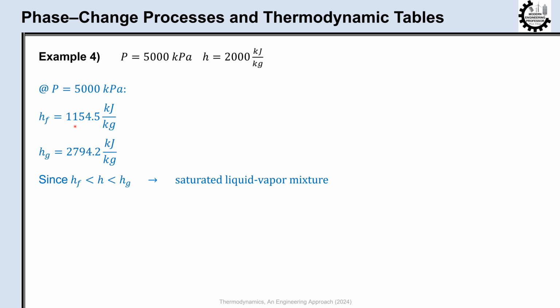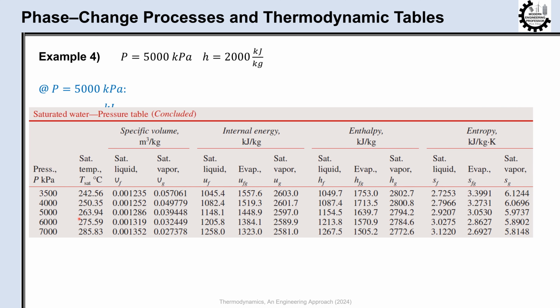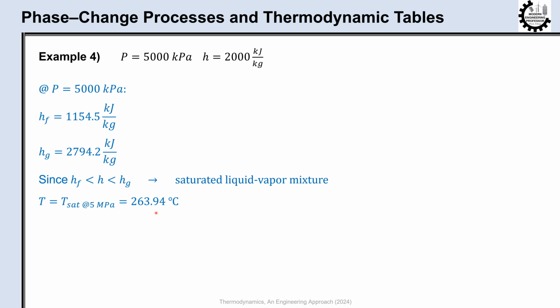Using these values, we see that the enthalpy of 2,000 kilojoules per kilogram falls between hf and hg. Therefore, we have a saturated liquid-vapor mixture, so the temperature must be the saturation temperature at the given pressure. We can read that from the same table. The saturation temperature at 5,000 kilopascals is 263.94 degrees Celsius. And finally, we can calculate the quality from this equation using the enthalpy values.